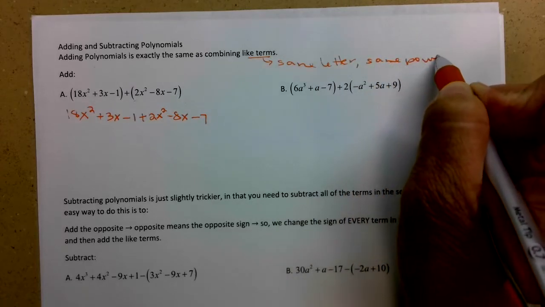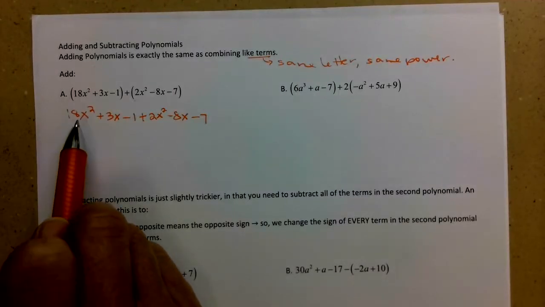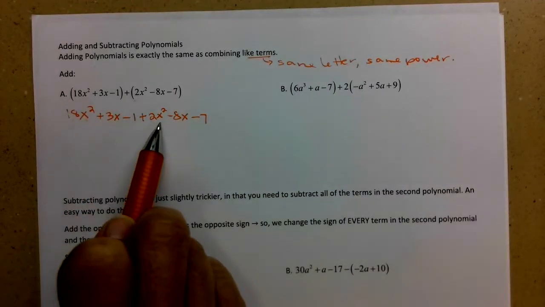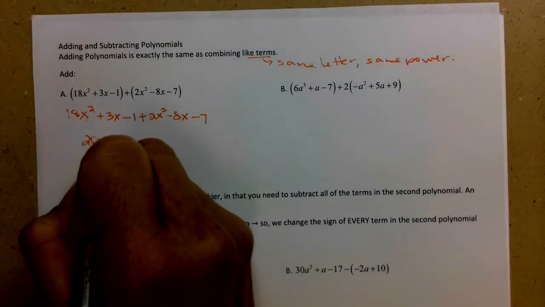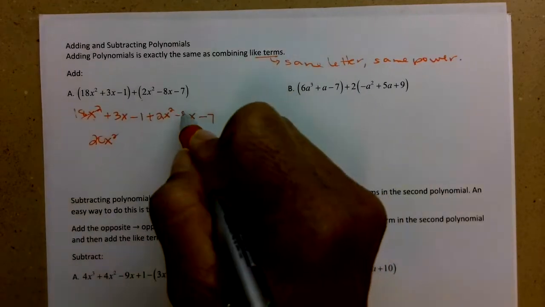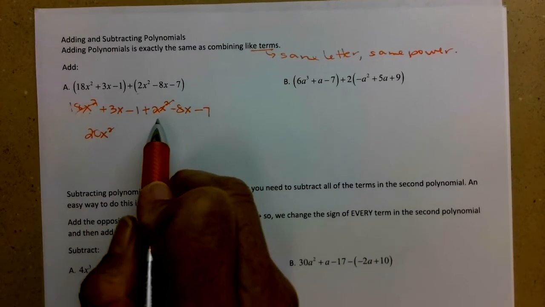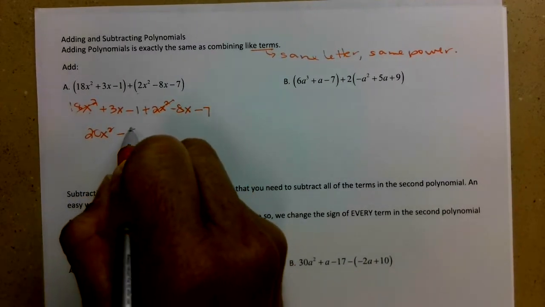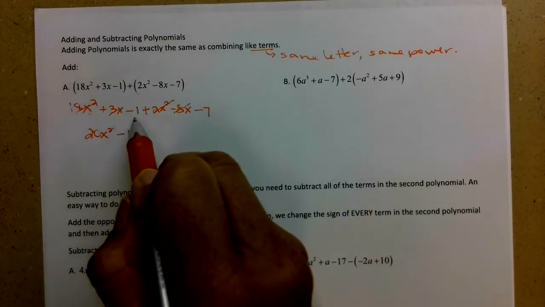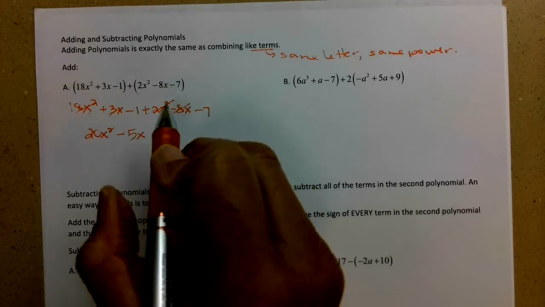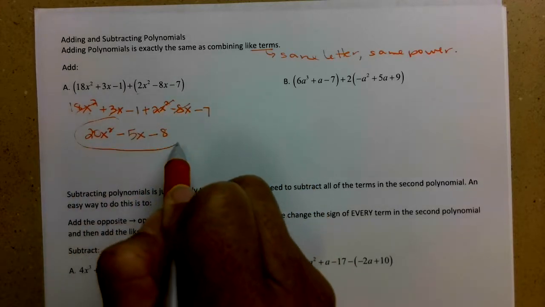And when we add their coefficients. So 18x squared can combine with other x squareds. So there's 2, so 18 plus 2 is 20x squared. And then I have plus 3x minus 8x, so that will be minus 5x. And then minus 1 minus 7 more is minus 8.